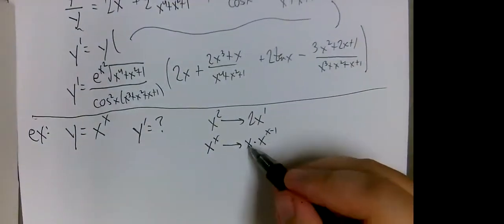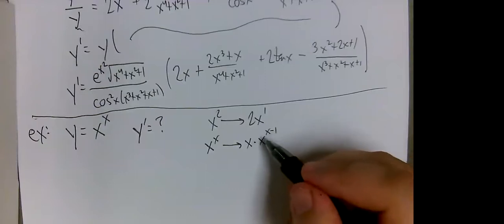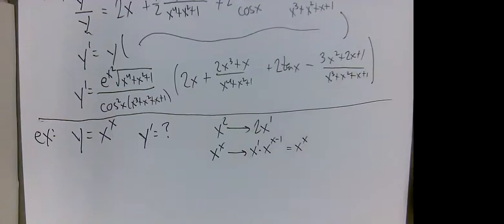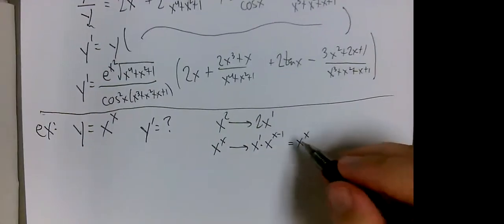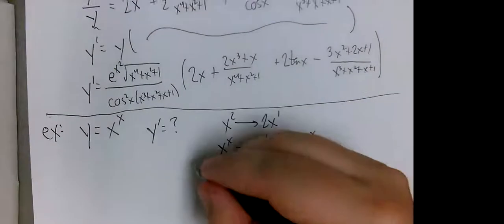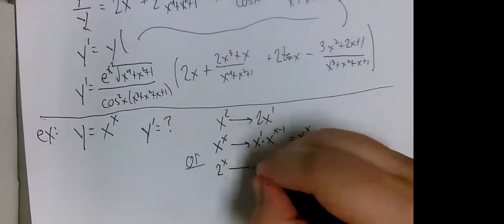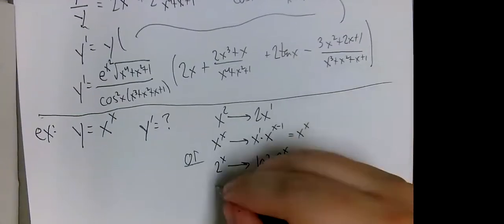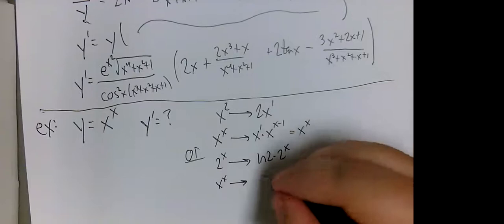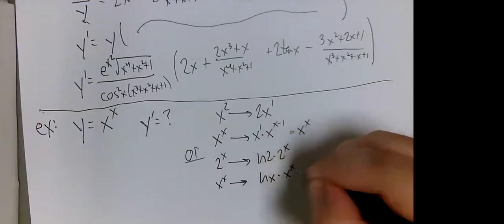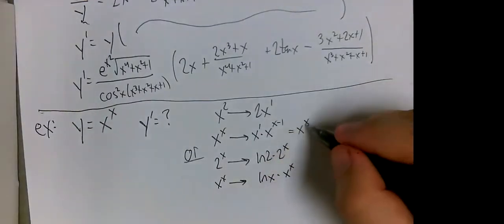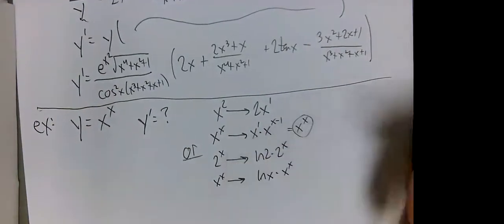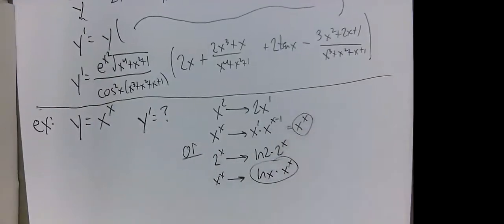But it's actually kind of funny. If I multiply x to the x minus 1 by another x, which is x to the first power, I end up with x to the x again. So that's kind of interesting. But on the other hand, if we try to differentiate something like 2 to the x, then this will be ln of 2 times 2 to the x. And if we use the same reasoning here, then we have ln of x times x to the x. So using one reasoning with our power rule, we get this. But in using the other reasoning with exponential rules, we end up getting this.